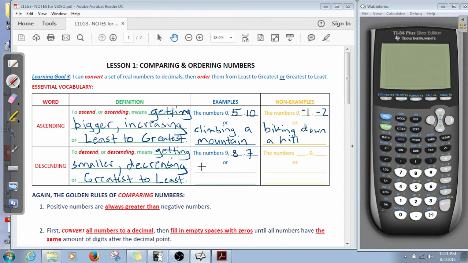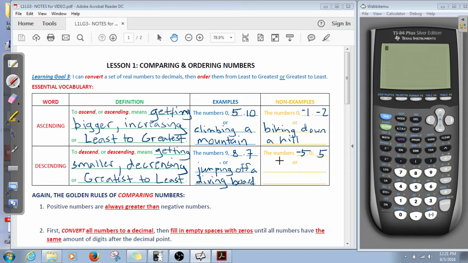You could be, let's say we got the Olympics going on this summer, so jumping off a diving board. You'd be descending as you hit the water. And the numbers -5, 0, then +5, you're actually increasing. This would be ascending, so this is your non-example.